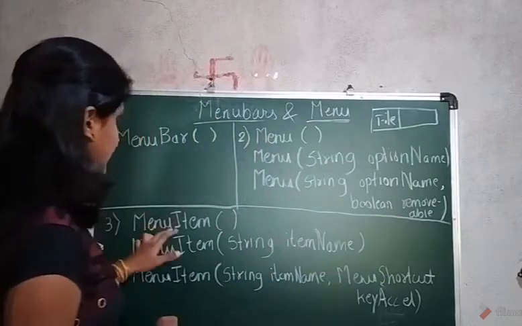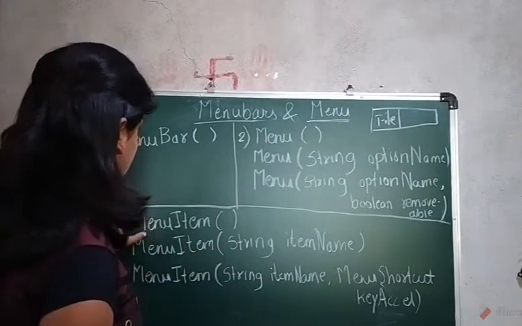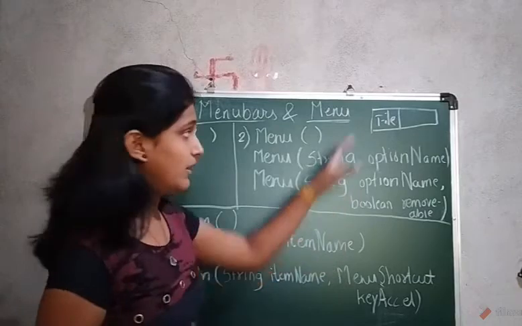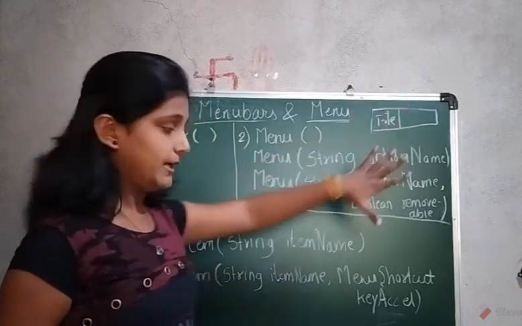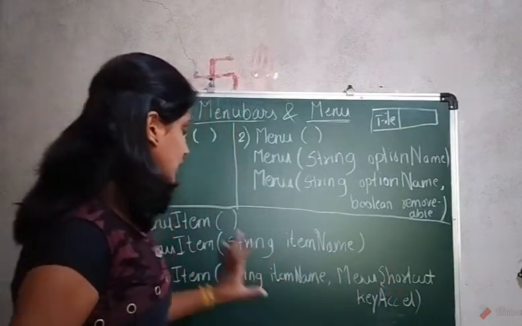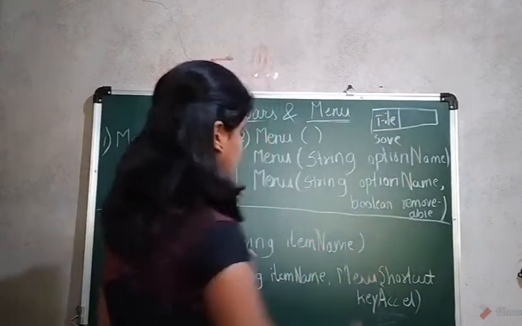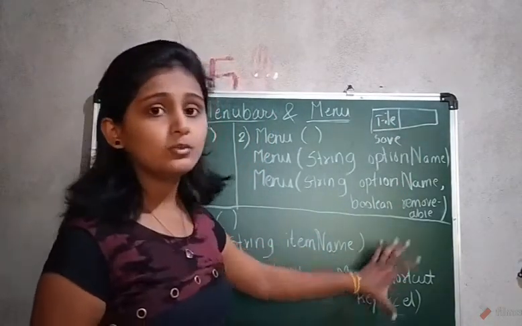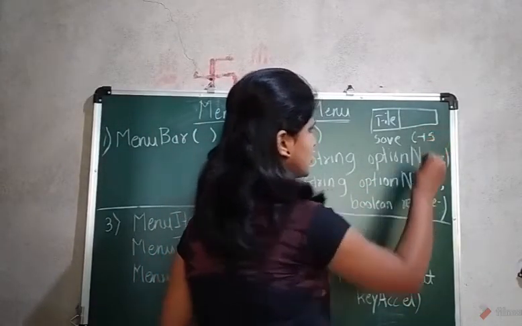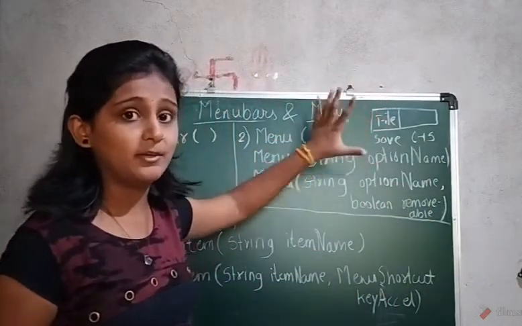Then the next one is the menu item. The menus can have a list of menu items. So for that, the first one is the default, and the second one takes the menu item that you want for the menu that you have mentioned. The next one takes a menu item and a menu shortcut key. Sometimes, suppose in File you have mentioned a Save menu item, and you want to have a shortcut, so here you can mention the shortcut, such as Ctrl plus S. Whatever shortcut keys you want, you mention here, so that it will be visible, as per the requirement of the user.